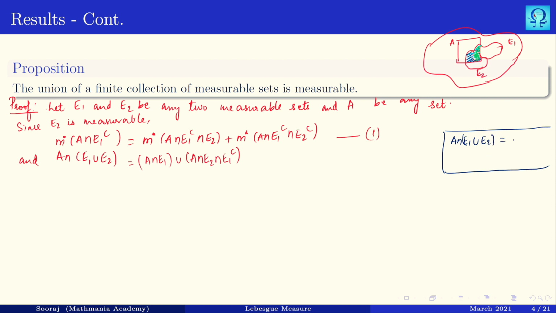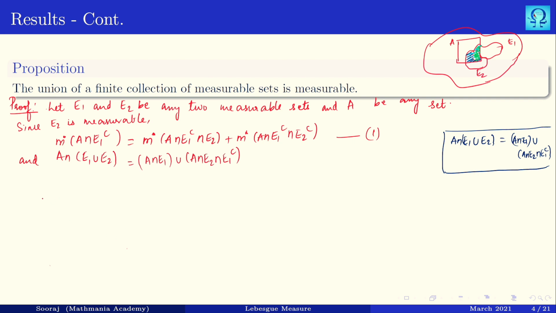By the laws of set theory, you get this to be A intersection E1 union A intersection E2. Basically you have two different sets. This is one set and you are making the union with another set. You will have to remove the common points, for which you just take the complement and make its intersection with the other set. So the common points are omitted from this. That's it. Now let us get back to the proof.